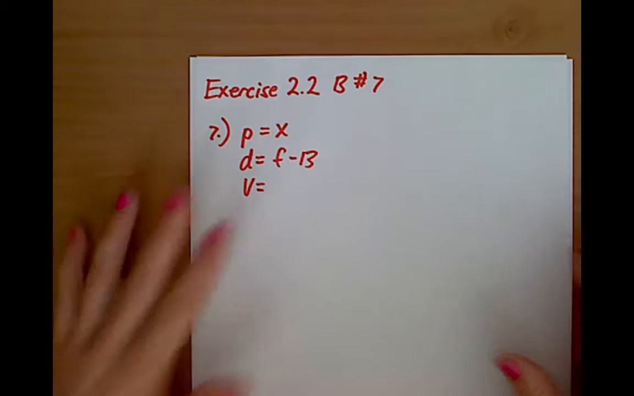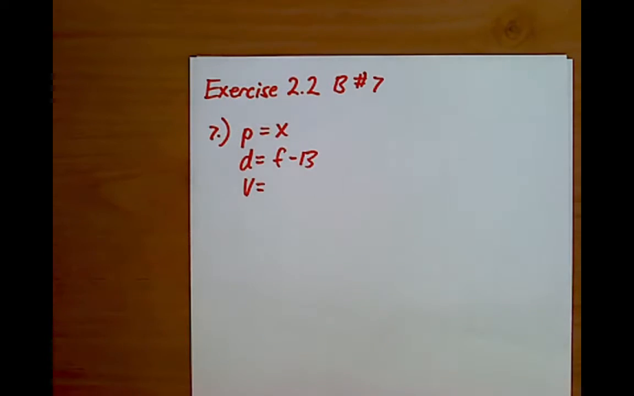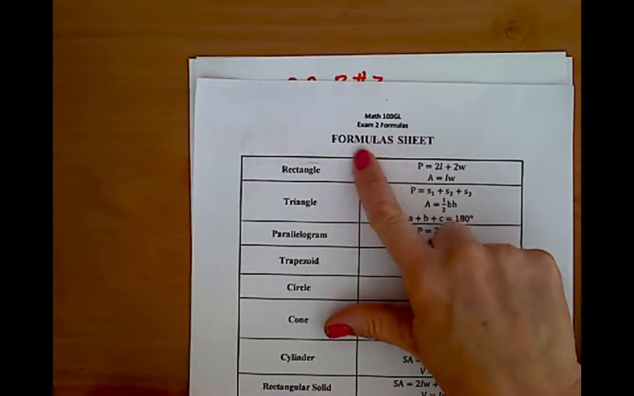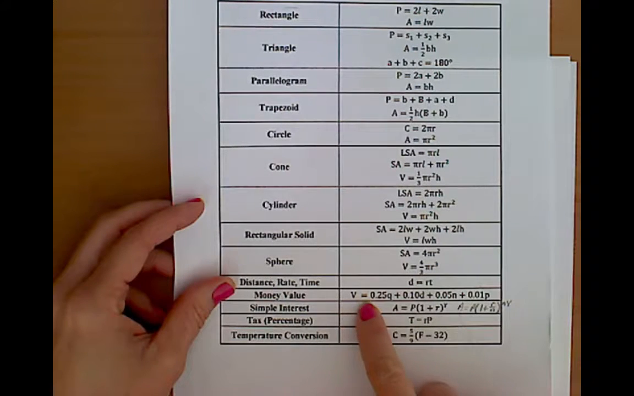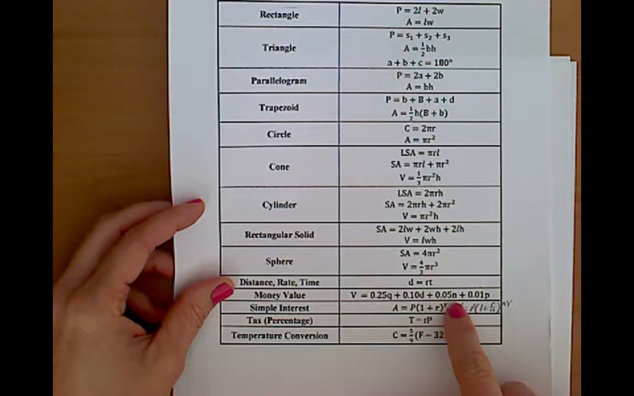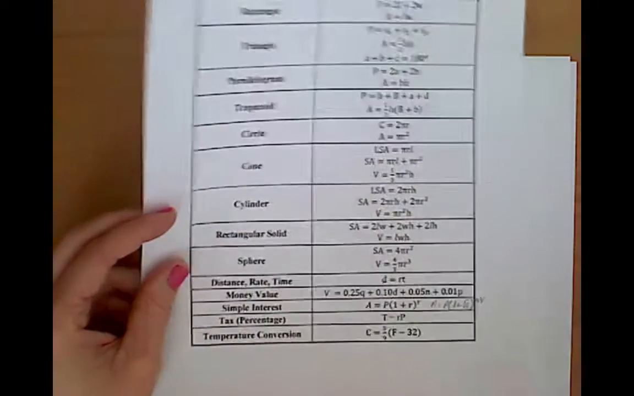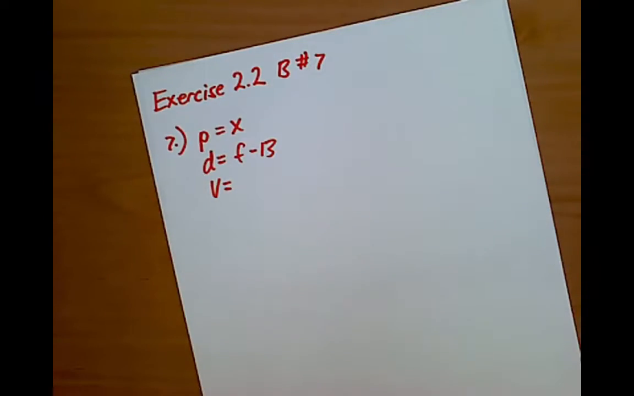All right. Our next problem, exercise 2.2b number 7. So the directions, I'm going to read the directions. It says use the formula for money totals when Q stands for quarters, D stands for dimes, N for nickels, and P for pennies. So they're talking about this right here, our exam 2 formula sheet. And if you look down here, money value, V is equal to 0.25Q plus 0.1D plus 0.05N plus 0.01P. So we're going to write that down right here on the sheet so we can use that.